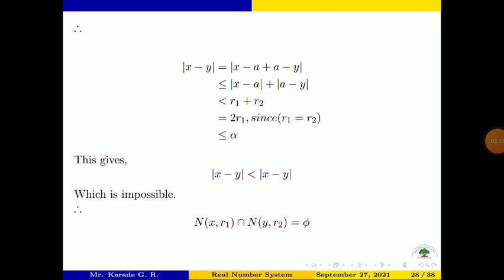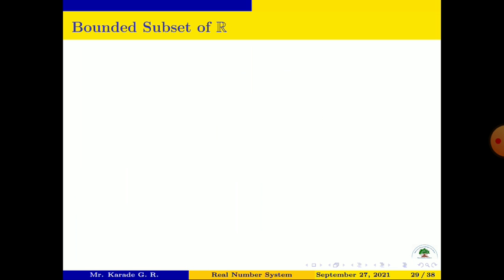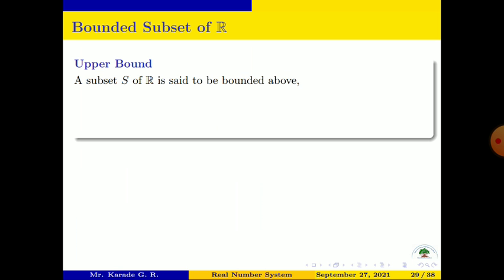Now let us go to the next point, and that point is bounded sets of real numbers. Now let us define what is meant by upper bound. What is meant by upper bound? A subset S of R is said to be bounded above.